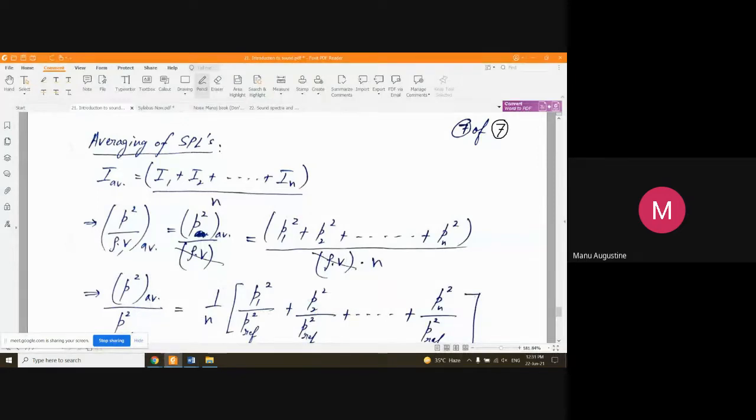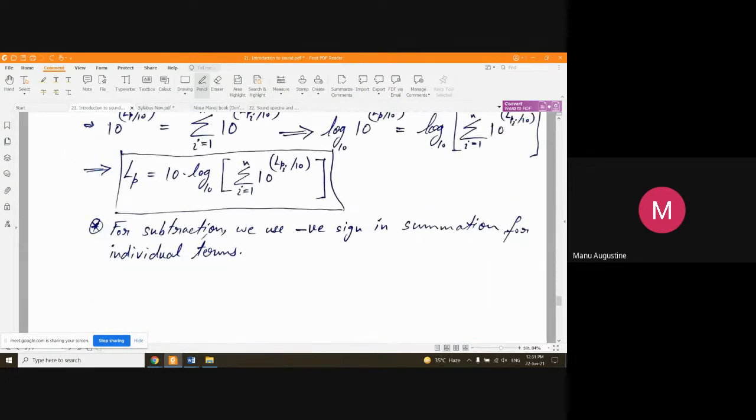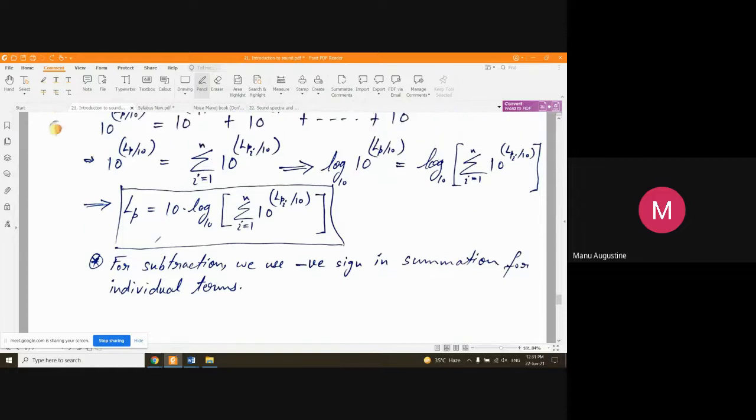Okay, now we will be continuing with the topic that we were studying in the previous class. In the previous class, we had learned how to add the decibel values of sound pressure levels from various sources that are reaching your ears. How will you calculate the total SPL or total sound pressure level that is reaching you? And for that, we have derived this formula.